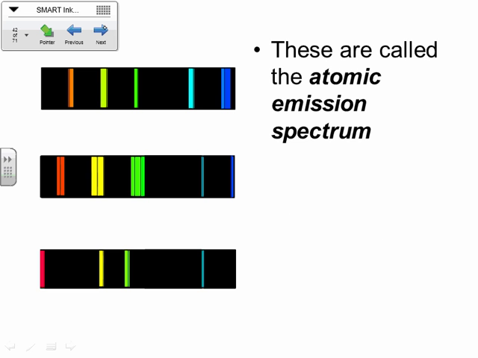So here are some examples of atomic emission spectra. I think the one that we looked at was mercury, and I don't think mercury's is up here. I believe this one at the bottom is hydrogen. These are some different atomic spectra, and they're called atomic emission spectra because it's the wavelength or frequency of light that those atoms are emitting, giving off.